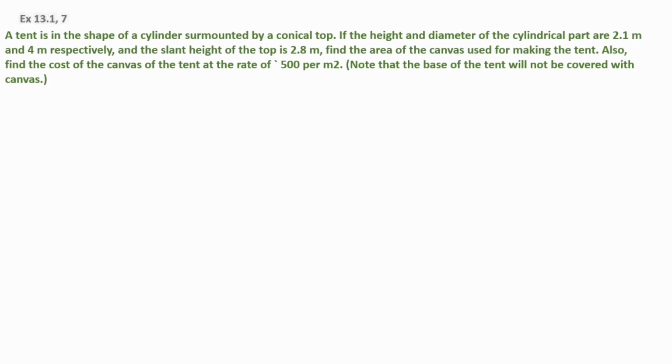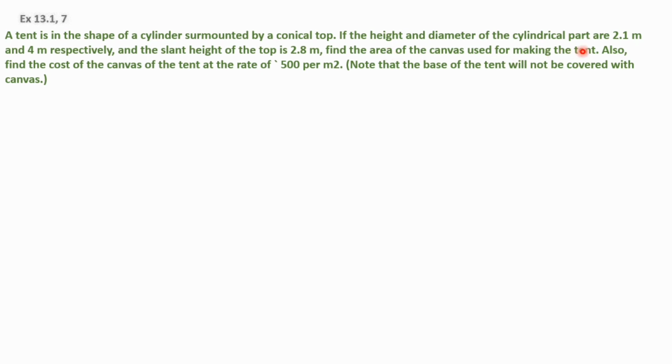So here we are going to make a tent. You can just imagine the shape of a tent. It is in the shape of a cylinder surmounted by a conical top. Means cylinder, one end is attached with a cone. And here the height and the diameter of the cylindrical part, 2.1 meter and 4 meter, is given, and the slant height of the top is 2.8 meter also given. We have to find out the area of canvas used for making the tent.